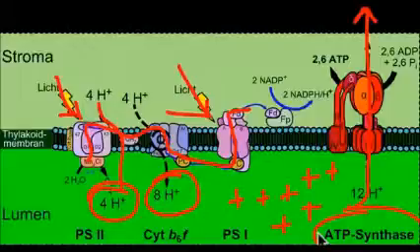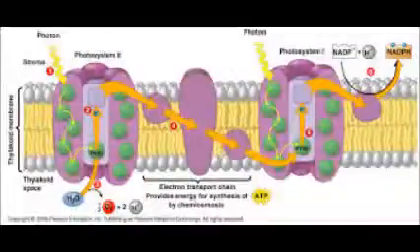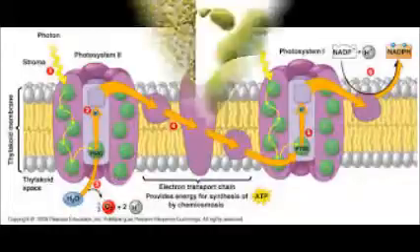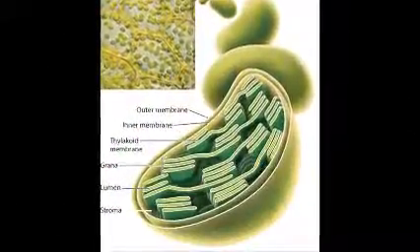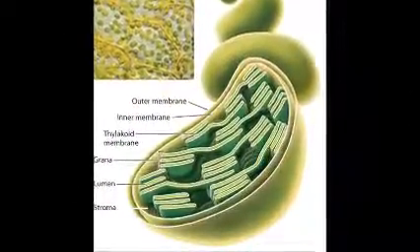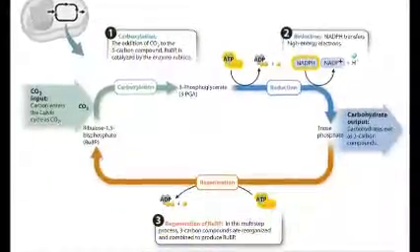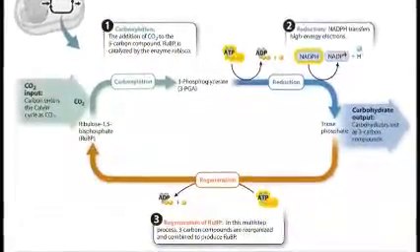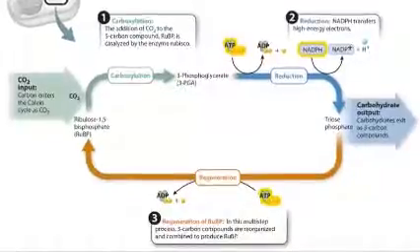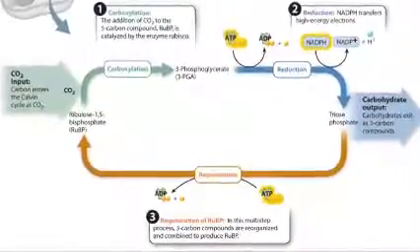Next, we're going to talk about these products, NADPH and ATP. We're also going to talk about how they're used in the Calvin cycle as energy. The Calvin cycle takes place in the stroma of the chloroplast, and it turns one carbon gas into a 6-carbon solid like glucose.